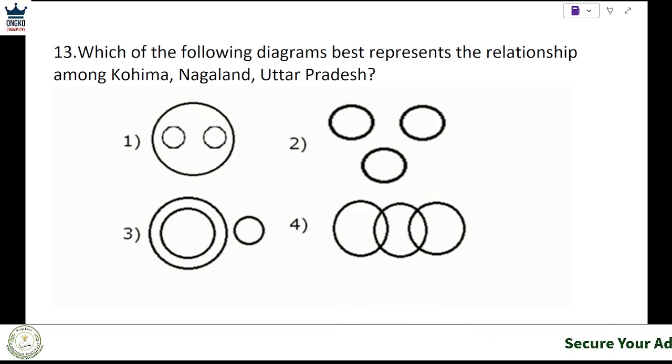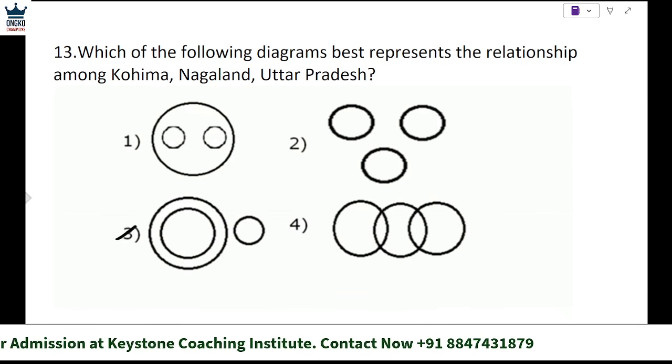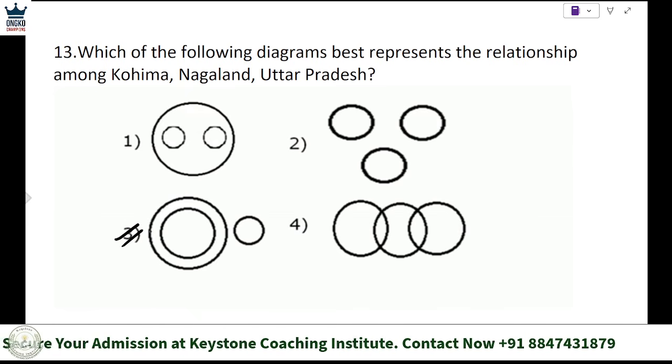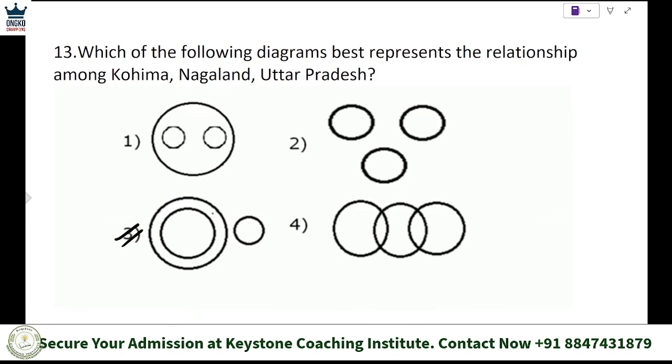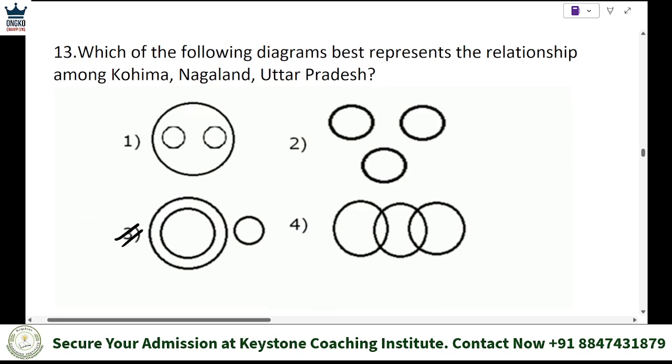So Kohima is a district, Nagaland is a state, Uttar Pradesh is a what? Different, right? So Kohima is under Nagaland and Uttar Pradesh is different. So it will take the rule. If Kohima, Nagaland and Uttar Pradesh are different, if all 3 of them are states, only then will it be a district.